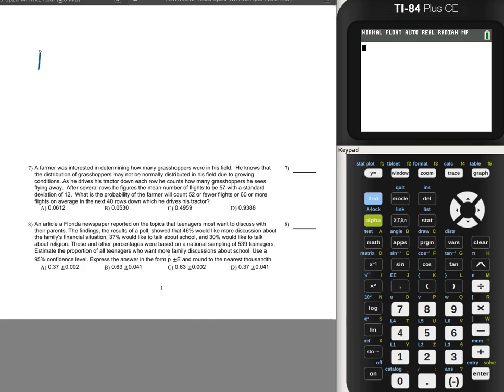When he says mean, he's talking about the actual mean of his whole field. He just figures that for his whole field, the mean is 57 and the standard deviation is 12. Now we're supposed to find the probability that the farmer will count 52 or fewer flights, or 60 or more flights, on average in the next 40 rows. So he's going to drive down and find an average of the next 40 rows.